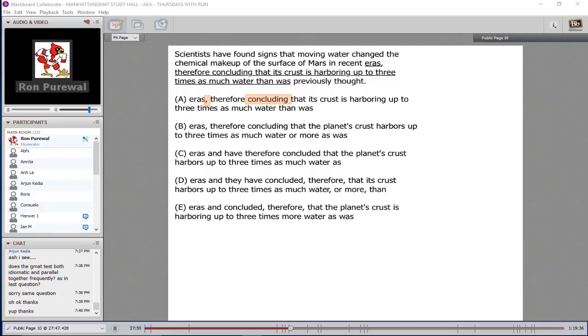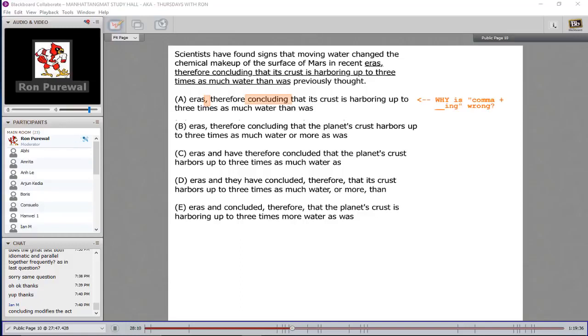Okay. Question here. I notice that some of you are typing, so I'll be ready to field those questions at some point. Why is "comma -ing" wrong here? Like, if someone wrote "concluding modifies the action," if that's true, then it would not be wrong. If that's true, then it would be correct.